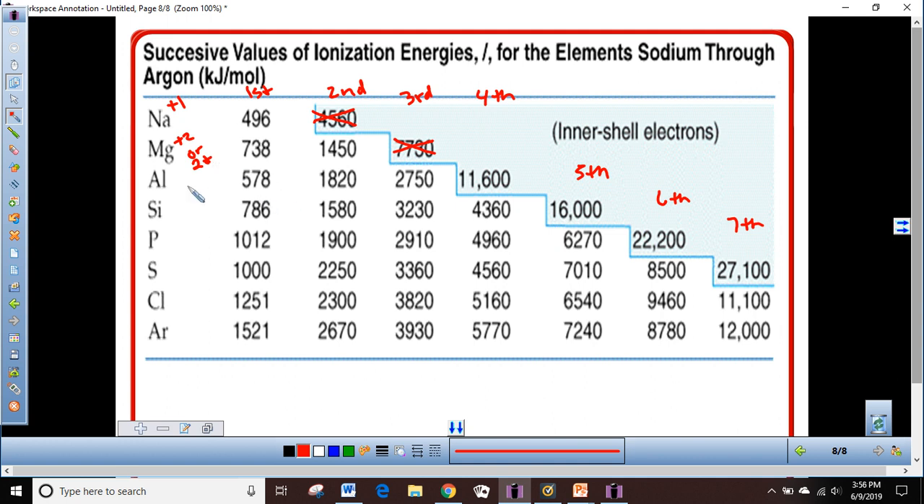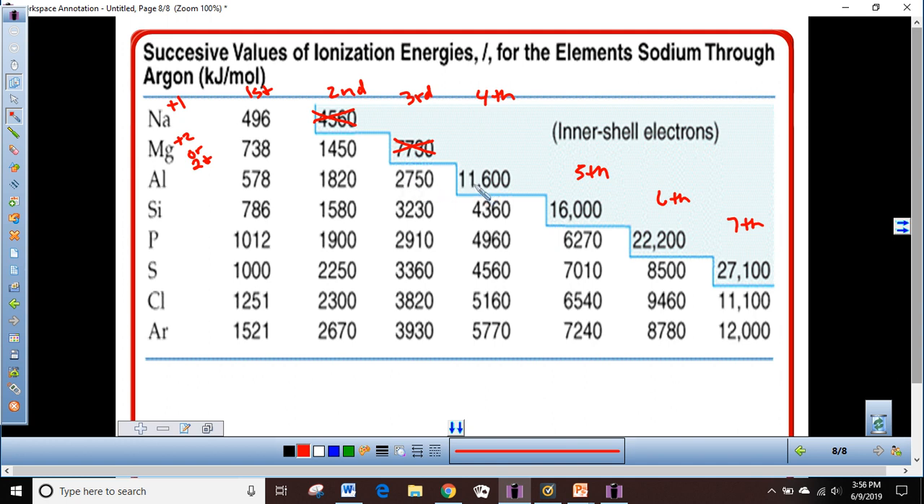All right, aluminum, and then we'll move on. So 578 to take away one, 1,820 to take away two. That's a pretty good jump. 2,070, pretty good jump, about 900 or so, a little less than 900. Look here.